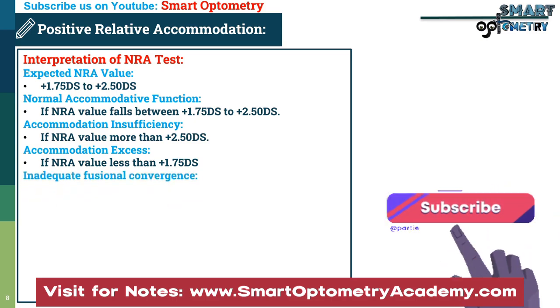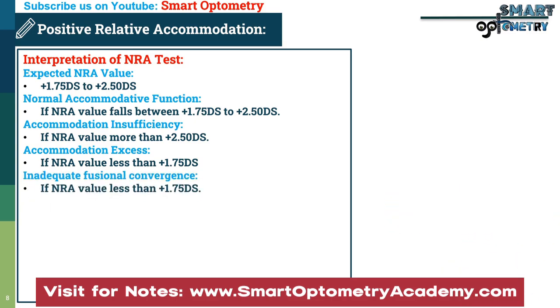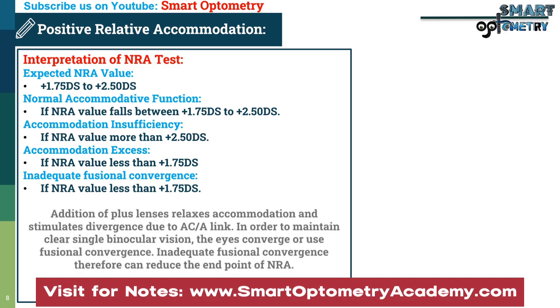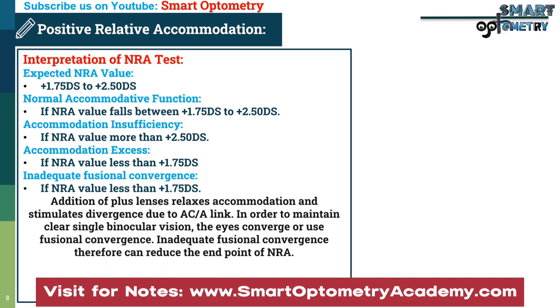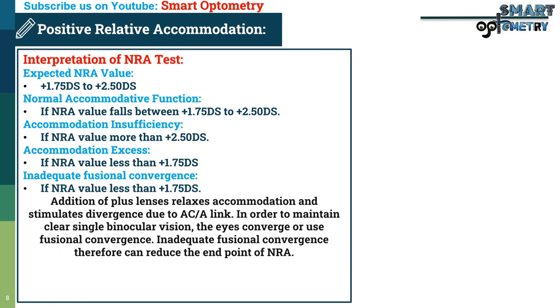There will be inadequate functional convergence if the negative relative accommodation value is less than plus 1.75 diopter. Because addition of plus lenses relaxes accommodation and stimulates divergence due to the AC/A link. In order to maintain clear single binocular vision, the eyes converge or use functional convergence. Inadequate functional convergence therefore can reduce the endpoint of negative relative accommodation.